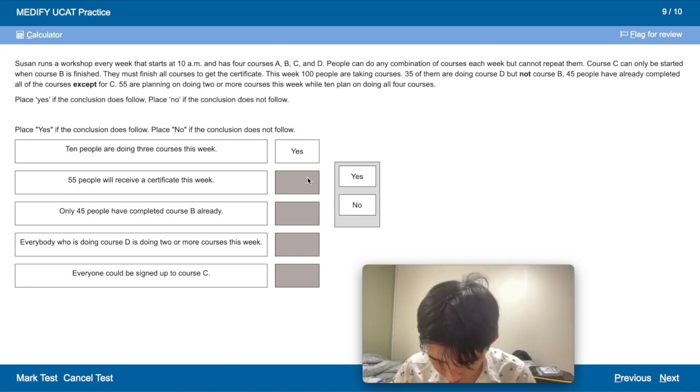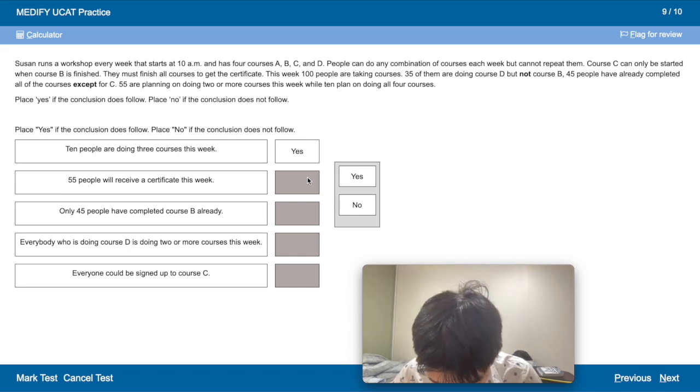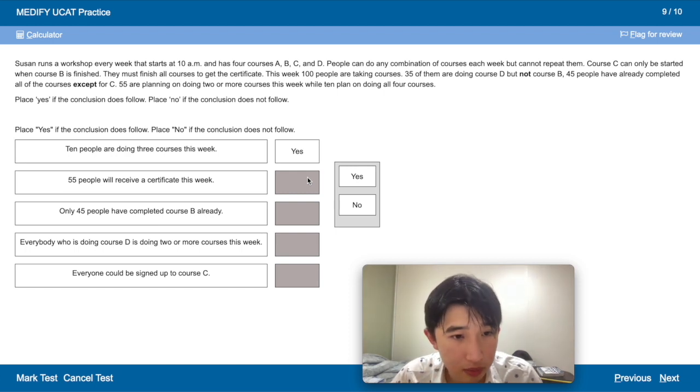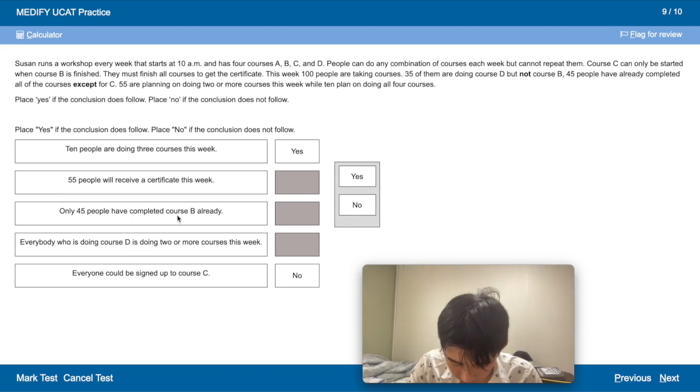So, all right, what we got is 10 people doing course A, 10 doing course B, 45 doing course C, and 35 doing course D. Everyone could be signed up to course C? No, because not everyone finished. Only 45 people have completed course B already.